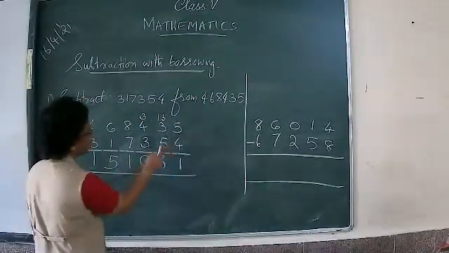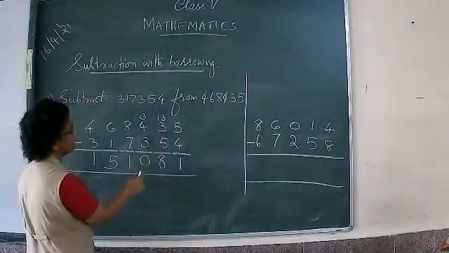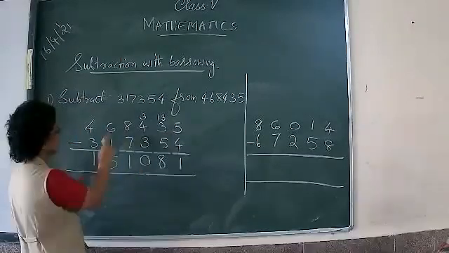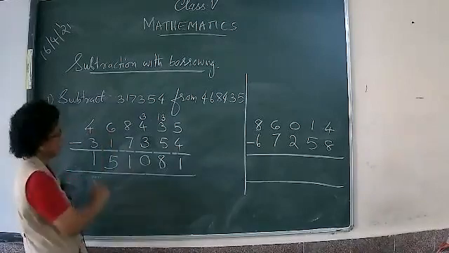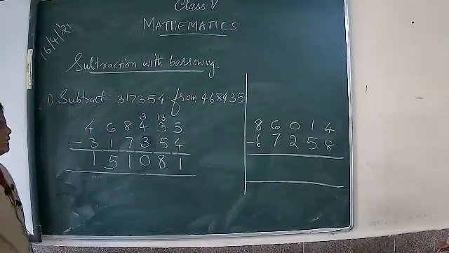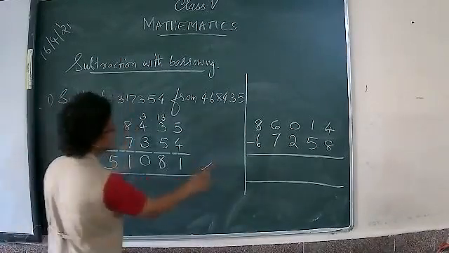1 plus 4, 5. 8 plus 5, 13. 3 here, 1 here. 1 plus 3, 4. 7 plus 1, 8. 5 plus 1, 6. 3 plus 1, 1 plus 3, 4. Isn't it? Okay, children? That means your answer is correct there.